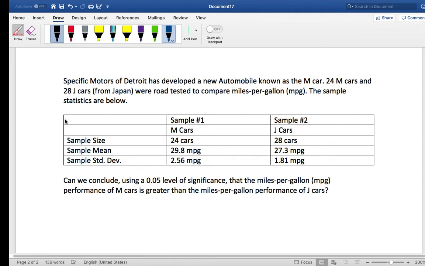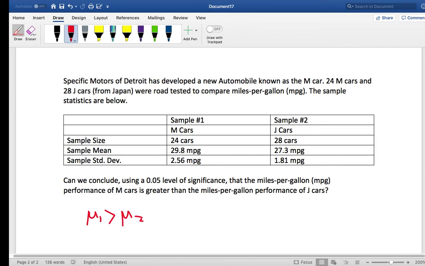So it's the same data, and now it says, can we conclude using a 5% level of significance, so that means alpha is 5%, that the miles per gallon performance of American cars is greater than the miles per gallon of Japanese cars? So to do that, let's suppose the average miles per gallon of American cars is mu1, and the average miles per gallon of Japanese cars is mu2. We want to find if the average mileage of American cars is greater than that of Japanese cars.